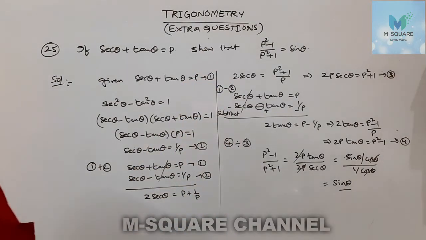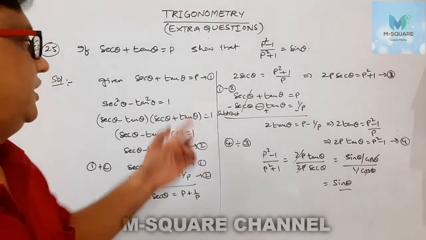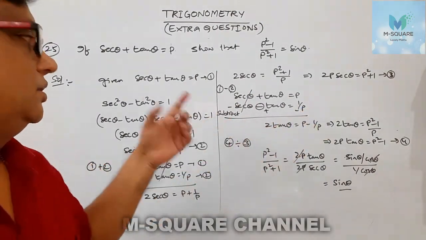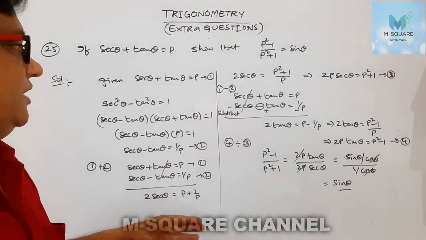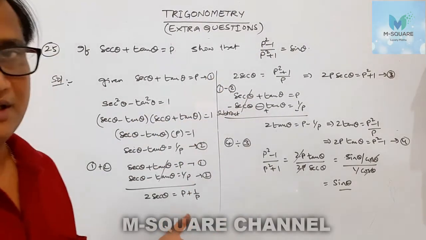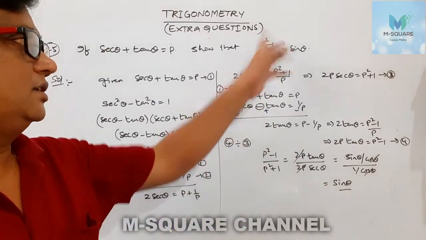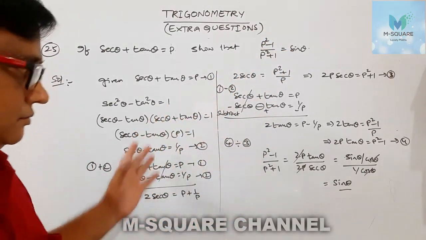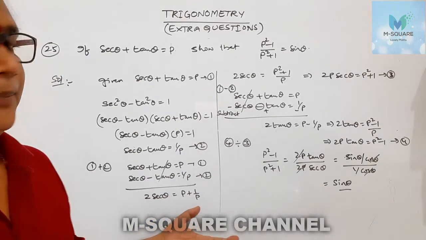So this is one method. Some people find the P square value and add 1, and then subtract 1 from the P square value. We get different expressions, divide, and get the sin theta value. That is another method. So this is the short method that we are doing.